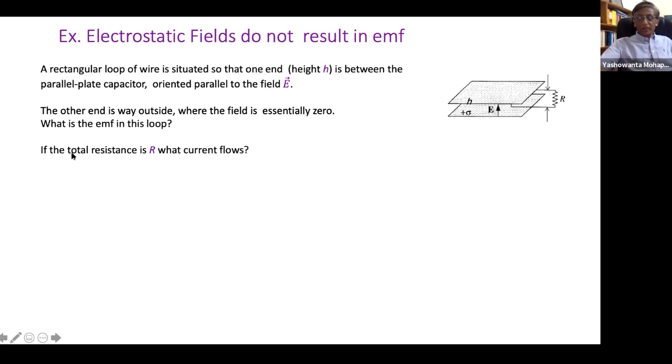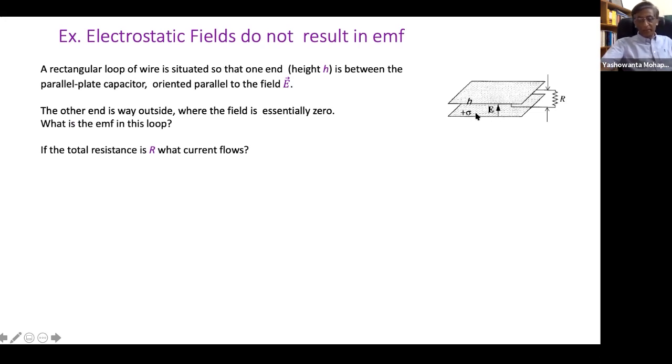Okay. So, if the total resistance is R, then what is the kind of current that flows? Okay. So this is a capacitor. Basically, we're putting a loop into the capacitor with a resistor, where the far-out side is 0, and there is a field drop here. And you know the field drop.